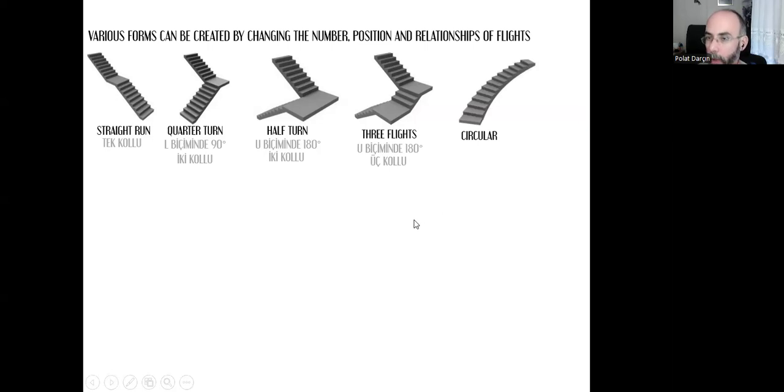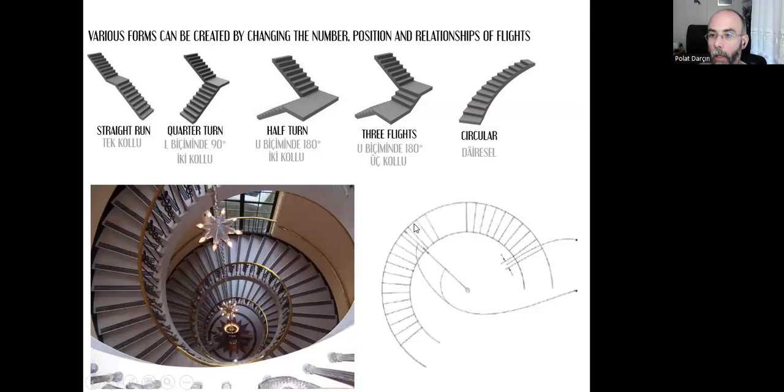Or we can have a circular staircase, dairesel merdiven. Like that. Here we have two radii and one center point. The first radius determines the well hole, and the other radius is the end of that flight. And there is this distance in between, and that's the flight width, the width of the flight.